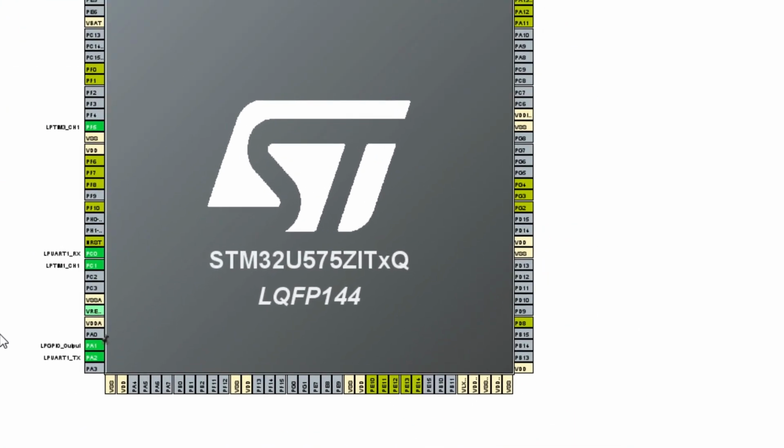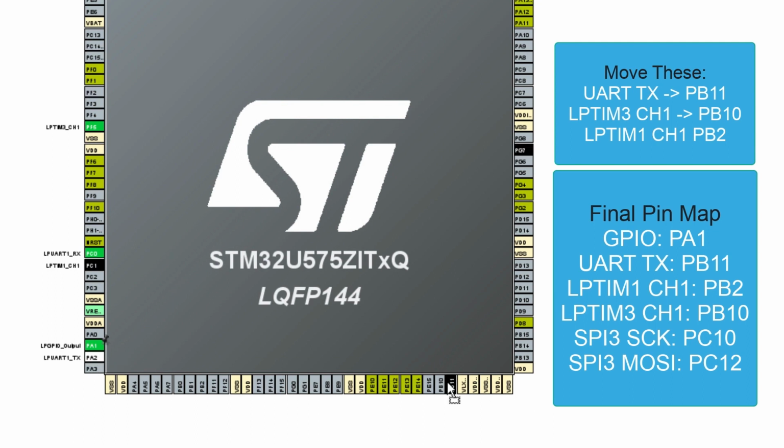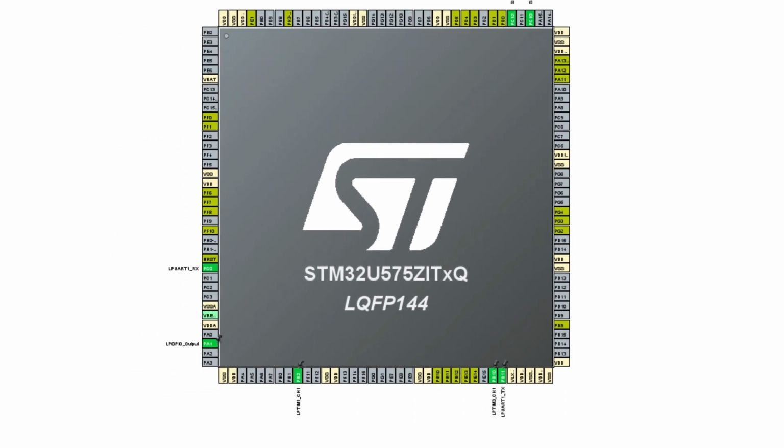Now real quick here, we're just going to remap the pins in a way that makes them more accessible on the morpho connectors. You can use Control, click, and drag to reassign the pins. Please refer to the annotations on the screen for the remappings and the final pin map. Also note that you'll still have to solder in a wire for PA1.